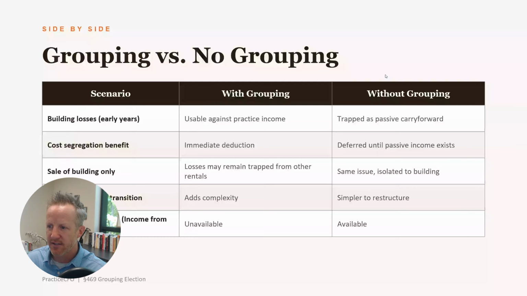All right, and the last scenario here, passive income offset income from other rentals. So again, I mentioned if you have income from that duplex down the street, if you don't group, you can then use that income and offset it from losses in the building. But if you group, you are not able to do that.